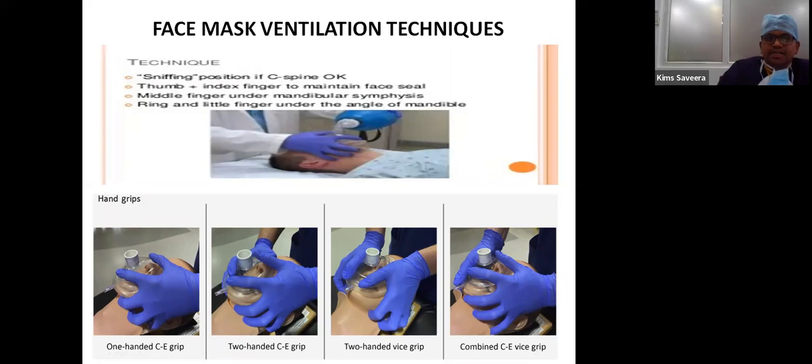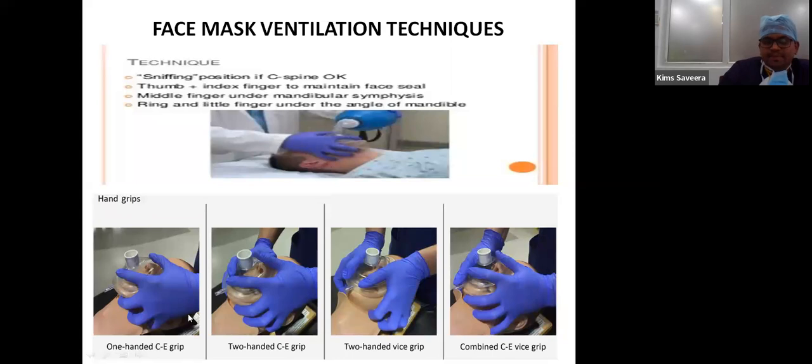Because of traumatic cases, this is called the CE technique, where our thumb and index are above the mask, compressing to make a tight seal, and the handle E. E stands for the grip, where we hold the angle of the mandible. We should not touch the soft tissue; we should hold the bony prominences.